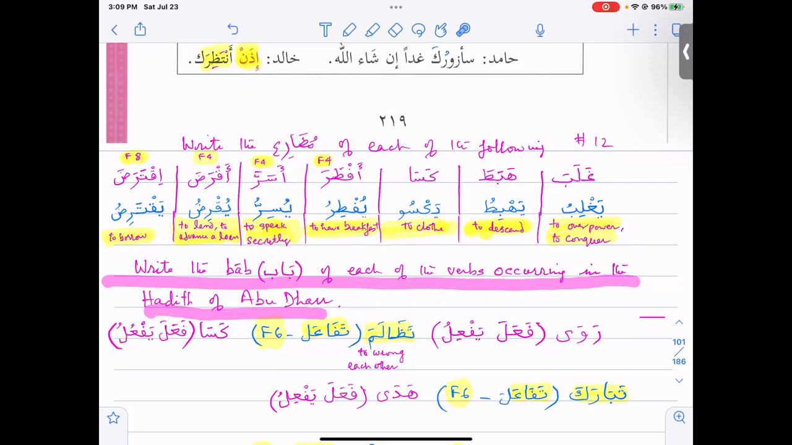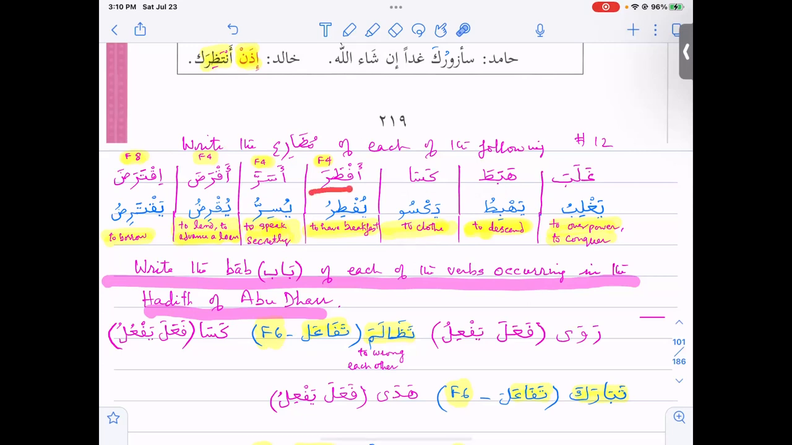We recite Quran, alhamdulillah. So here, write the mudari'a of each of the following. Ghalaba. I have written everything; I copied it from the solution. Ghalaba yaglibu, to overpower somebody, to conquer somebody. Habata yabitu, to descend. Kasa yaksu, to clothe, to wear something, to cover.